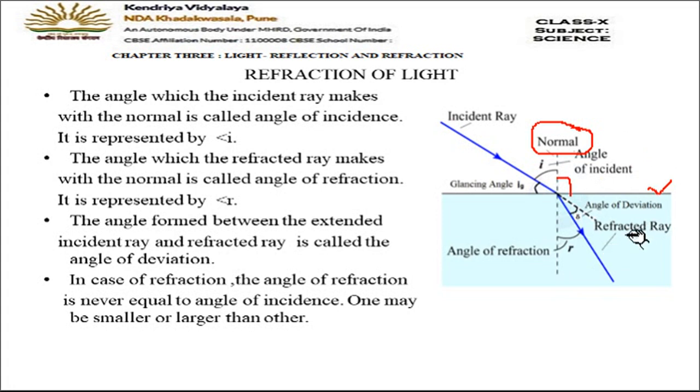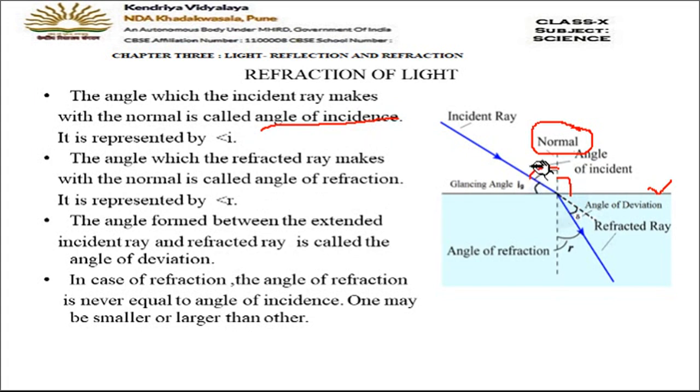Suppose this is air and this is water, or glass. Any of the two media you can assume. So now at this point we have to draw the normal. Now you can see here that this incident ray makes an angle with the normal. This angle which the incident ray makes with the normal is known as the angle of incidence, which is represented by small letter i. So this is angle i.